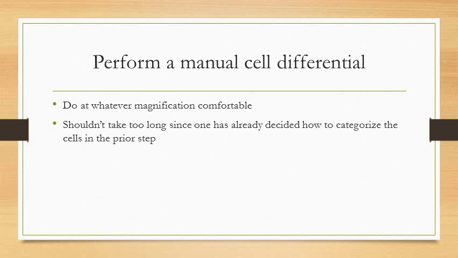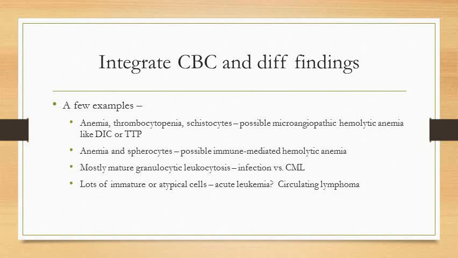And then last, you'll perform a manual differential, at whatever magnification you feel comfortable, and it shouldn't take too long at this point since you've already decided how to categorize all the cells, or at least most of them in the prior steps. Resist the temptation to grab the slide and just do the manual differential and then work your way backwards from there.